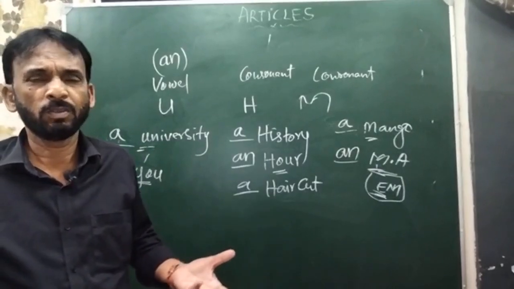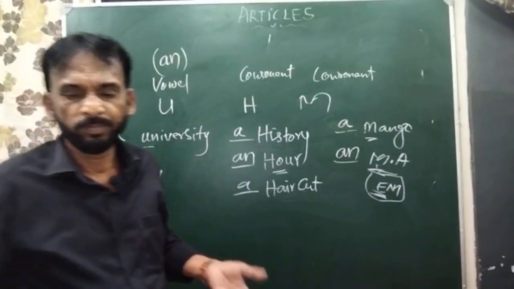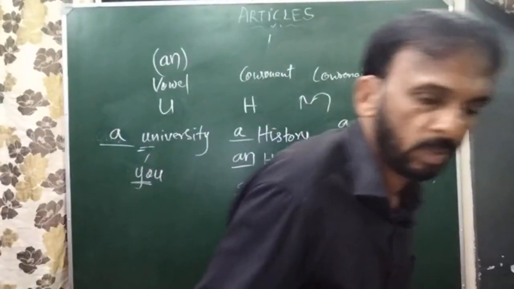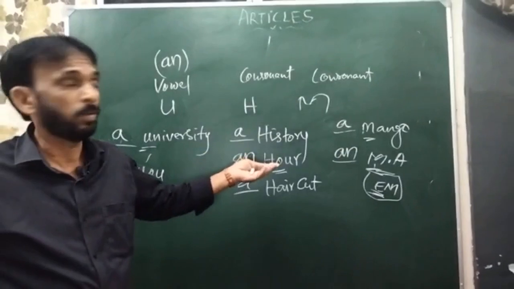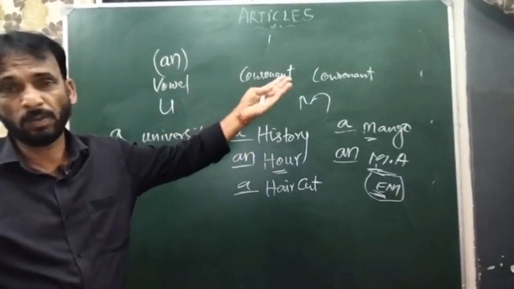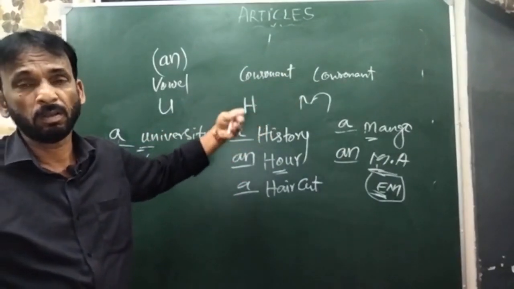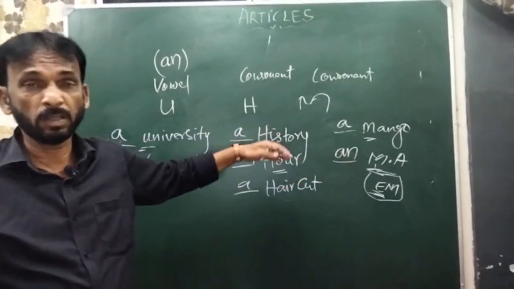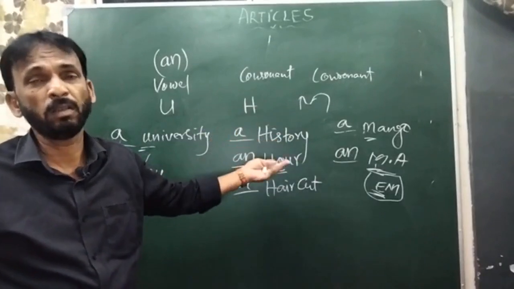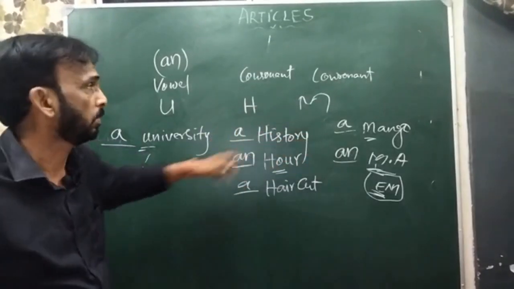Don't get confused. Okay, let me explain you again. Some alphabets are there which are consonants but they produce vowel sound, and some vowels are there which produce consonant sounds. Okay, there are few. Don't worry about that.